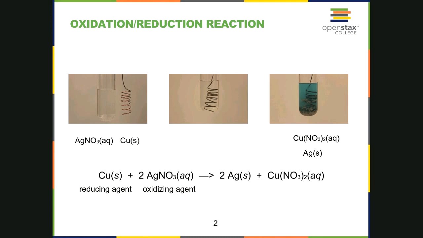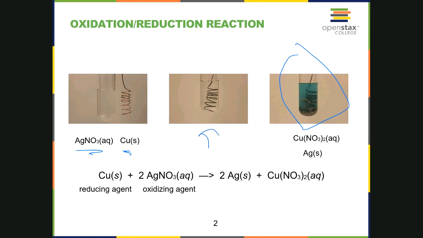We have an oxidation reduction reaction. Everything's happening in one container. It's all happening in this test tube over here. So we have a solution of silver nitrate. We have a piece of copper. We put it into the solution.